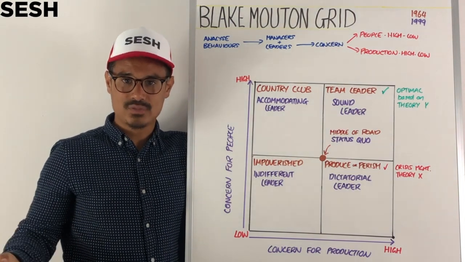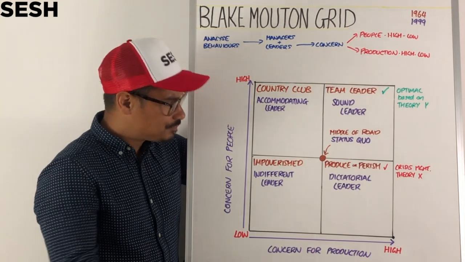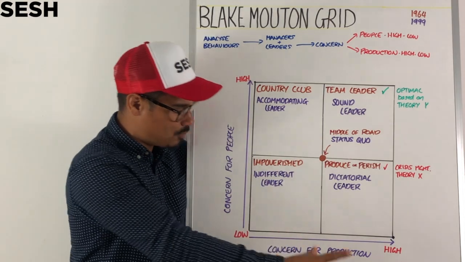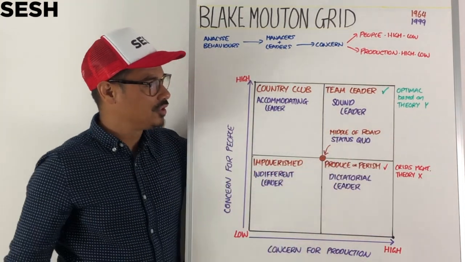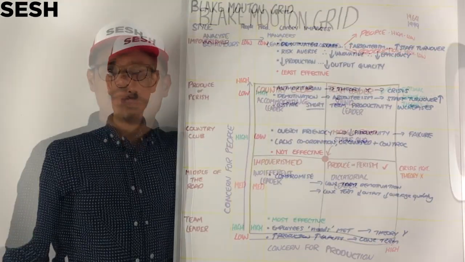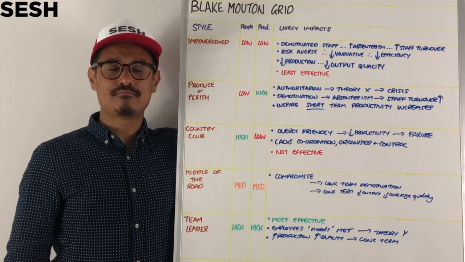style of management. The last is the middle of the road management style, and that is simply that you are in a compromised situation where you have some concern for people and some concern for production, and it's referred to in the original Blake-Mouton as middle of the road, but it was updated to status quo. Now let's look at each of the likely impacts of using these types of management styles.